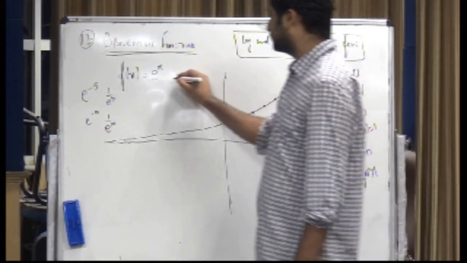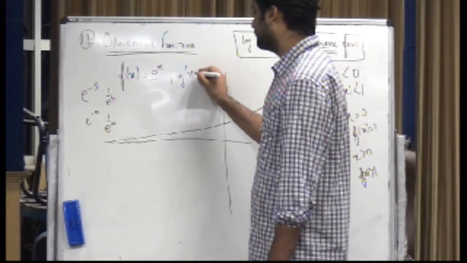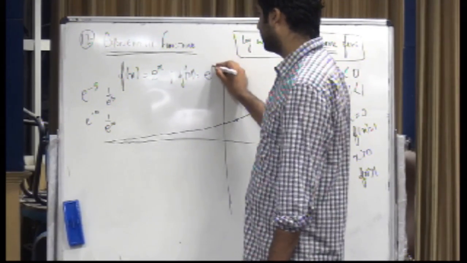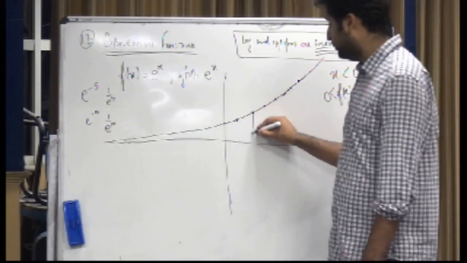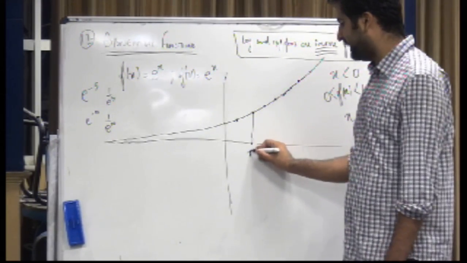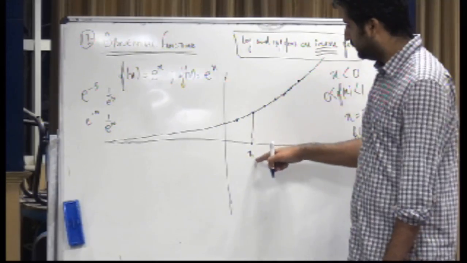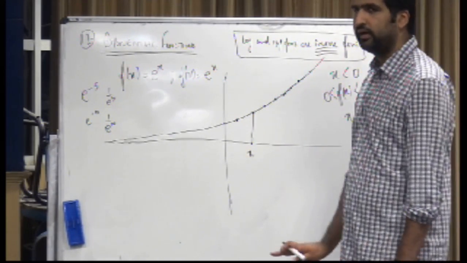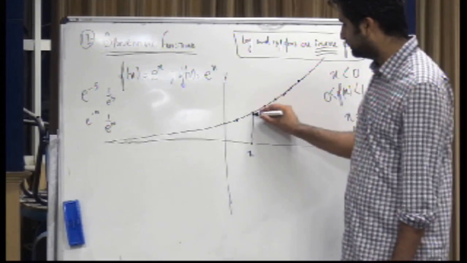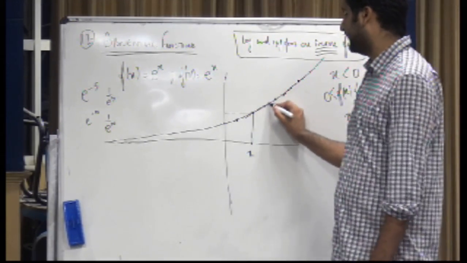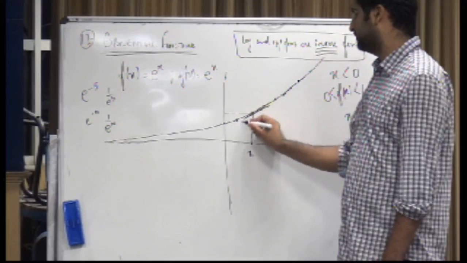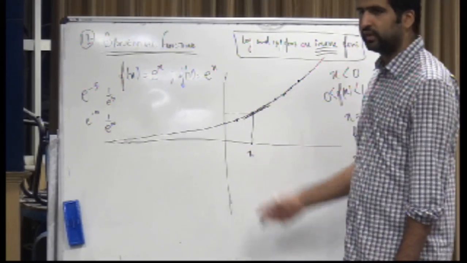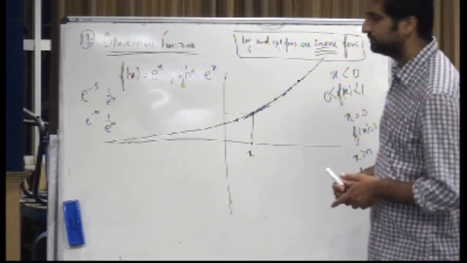Actually the slope of this function is also equal to e to the power x. So at any value of x, the value of the function itself and the slope of the tangent, they both will be same.